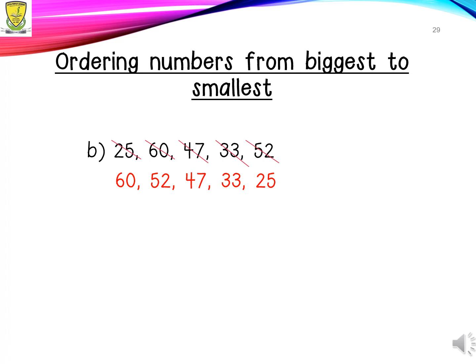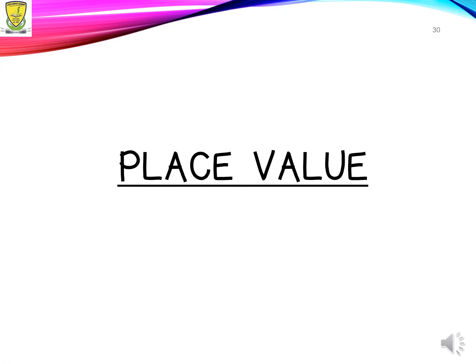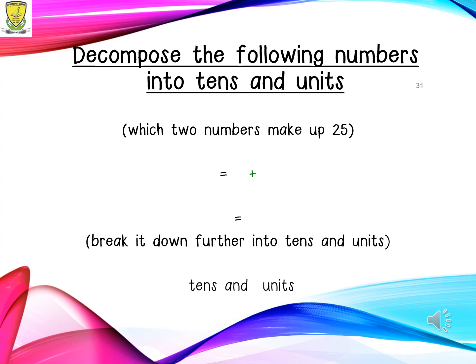Now let us read the set of numbers from biggest to smallest. 60, 52, 47, 33, and 25. We are going to be doing place value. Decompose the following numbers into tens and units. Decompose means to break up the number.